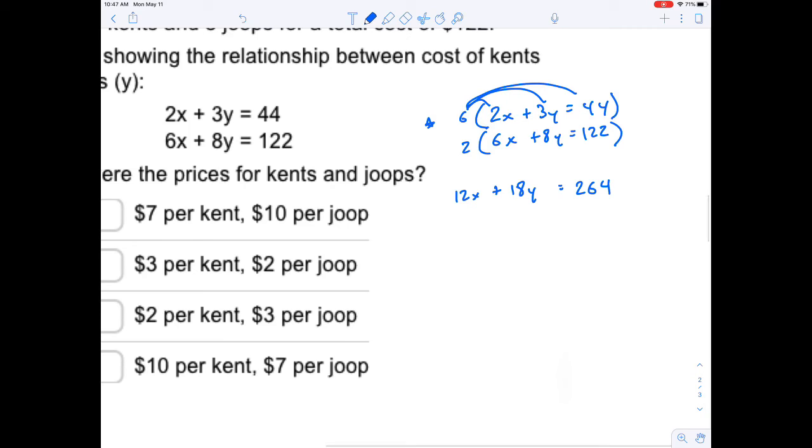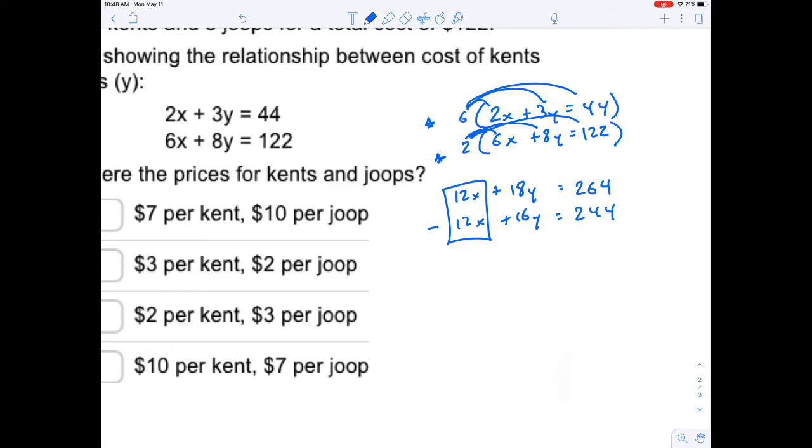Now we'll do the bottom. So second equation, 2 times 6x is 12x. 2 times 8y is 16y. 2 times 122 is 244. And look at that. I have perfectly exactly the same x's.